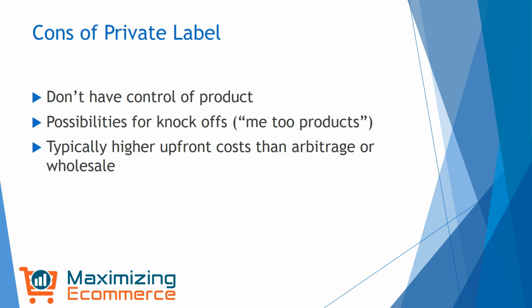Typically, you have higher upfront costs than with arbitrage or wholesale, because oftentimes you may have to have a minimum order quantity of 500 or 1,000 units just to get the factory to even talk to you.